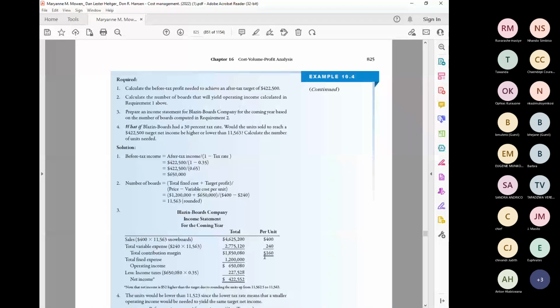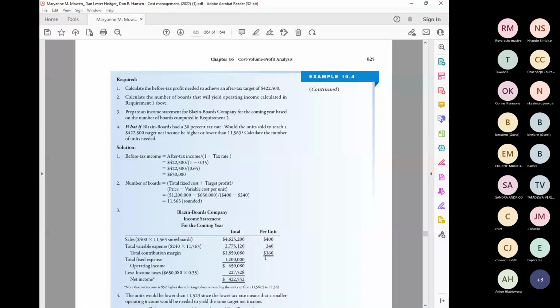Required. Number one, calculate the before-tax profit needed to achieve an after-tax target of 422,500. Number two, calculate the number of boards that will yield operating income calculated in requirement one above. Number three, prepare an income statement for Blazin Boards Company for the coming year based on the number of boards computed in requirement 2.